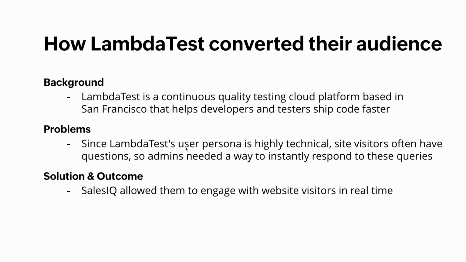Here we have another case study. Lambda Test is a company that is now with Zoho. What they did was they are a company that's very technical in nature. They are a continuous quality testing cloud platform company, whatever that means. Which means that when people go to their website, they have a lot of questions because of the technical nature of their offering. And what they use is an app called Zoho Sales IQ, which allows live tracking on their website so that they can assist people in real time and have real-time chats with them. So they can interact with these people when they know that they're interested.